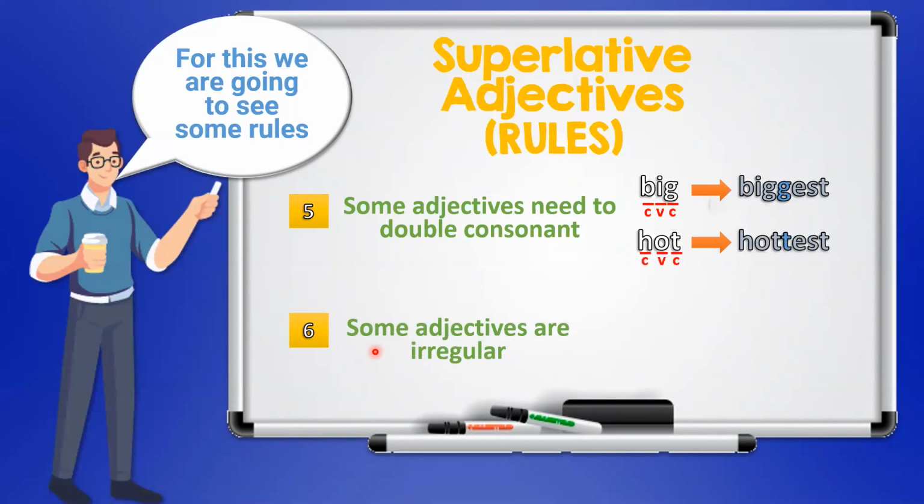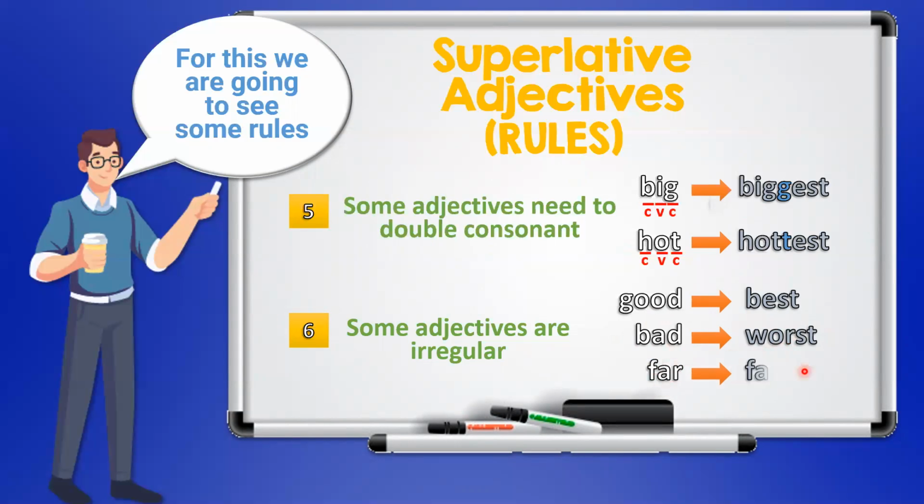Finally, some adjectives are irregular. The same adjectives that are irregular in comparative form are irregular in the superlative form. For example, good, the superlative form of good is best, not goodest, best. The superlative form of bad is worst, and the superlative form of far is farthest.